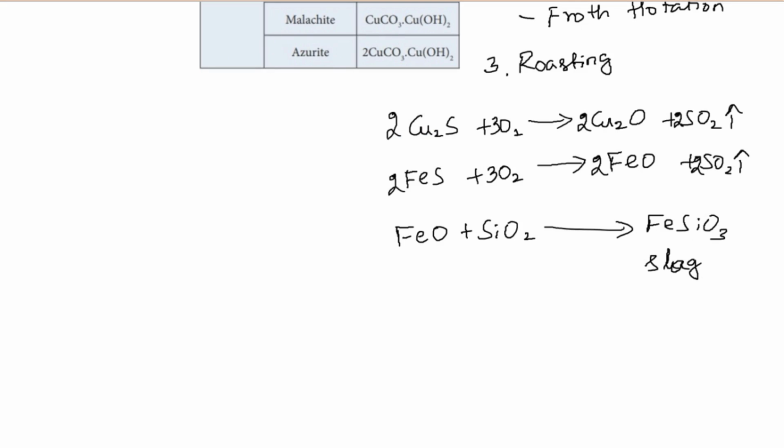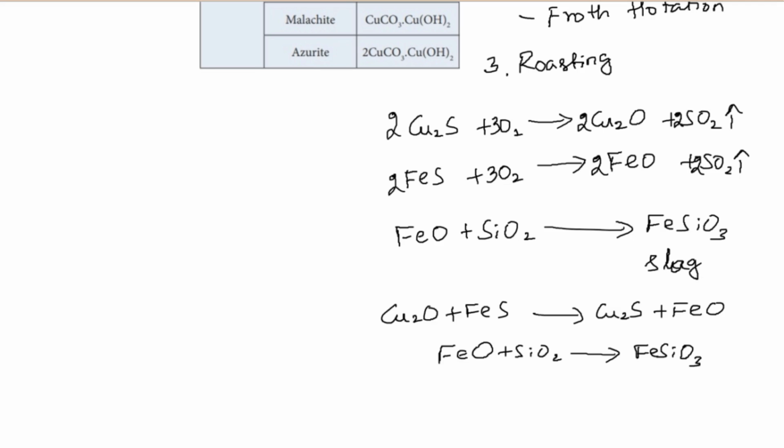Part of the iron sulfide only is oxidized to iron oxide. The remaining iron sulfide reacts with cuprous oxide, giving cuprous sulfide. This iron oxide is again removed by silica. Then cuprous sulfide and cuprous oxide react with themselves to form copper and sulfur dioxide. This is called self reduction.